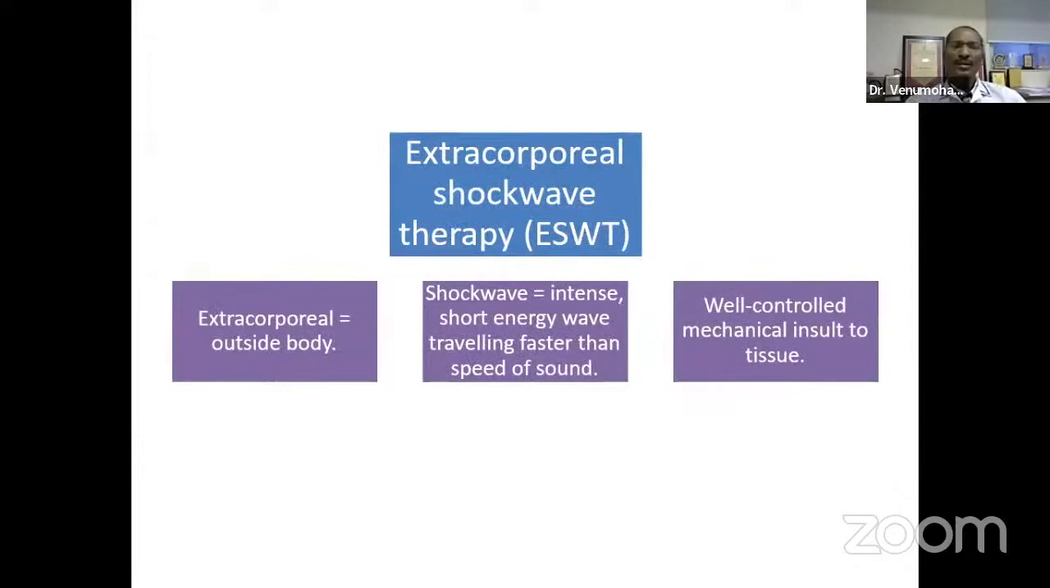So the meaning of the term extracorporeal shockwave therapy: extracorporeal is outside the body. Shockwave tells you that it is very intense and has a lot of energy with it, and it travels faster than the speed of sound. It causes a well-controlled mechanical, that is controlled, insult to the tissue, thereby causing a micro trauma and healing followed by it.